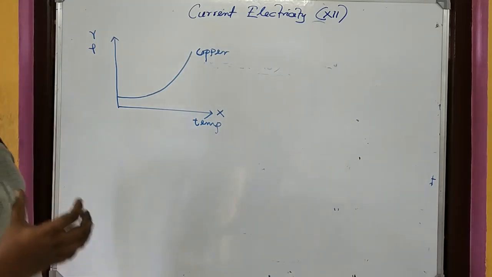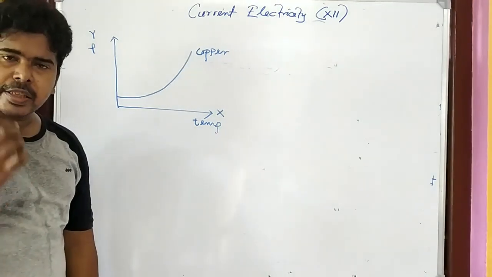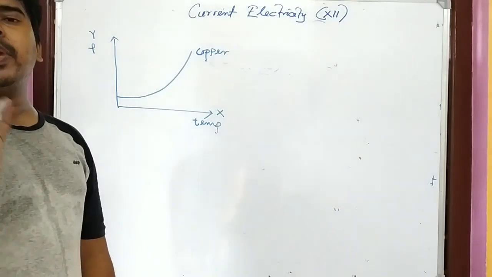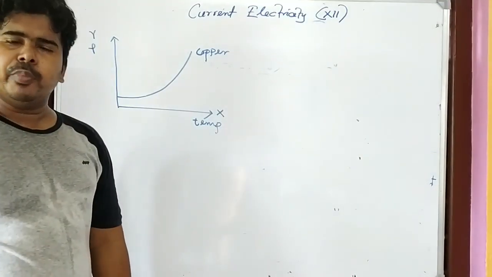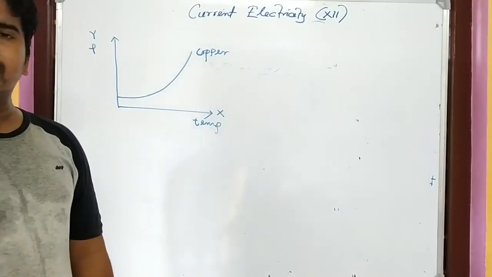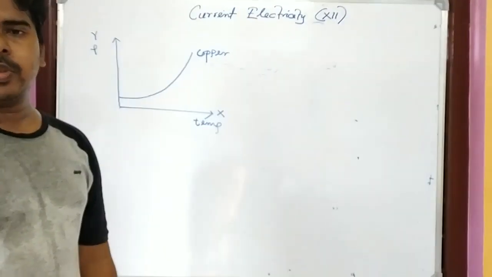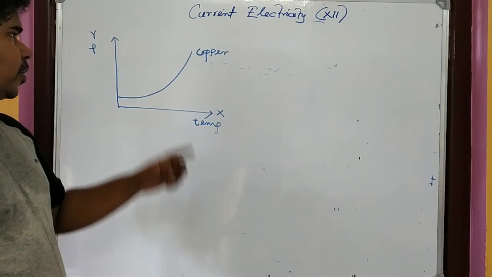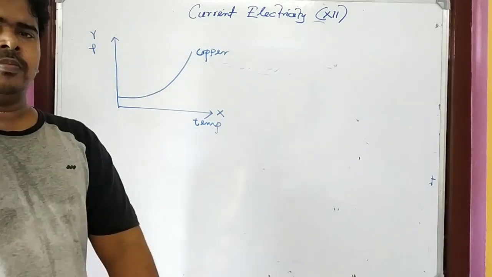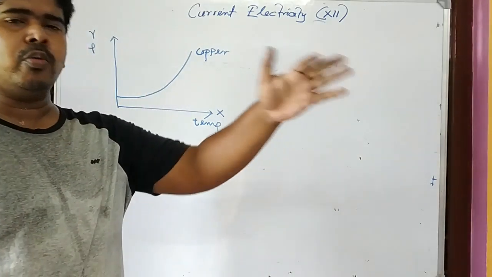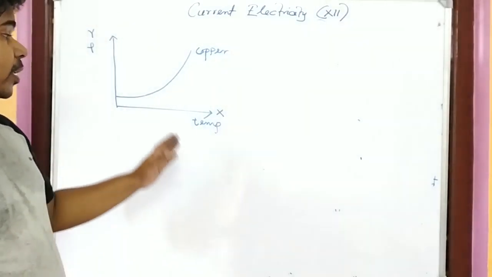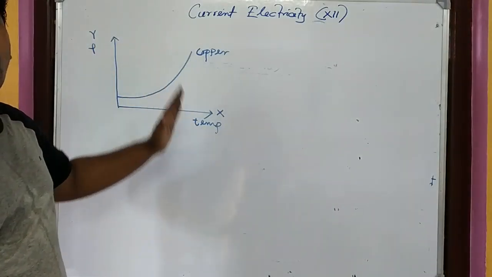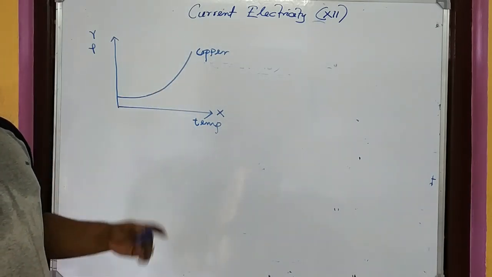So we cannot use copper as a proper resistive material in a circuit, because in a circuit we use resistances several times. First of all, the resistivity of copper is very low, and that's why the amount of current flow is more. Along with that, the temperature dependence of the resistivity for copper is not linear.